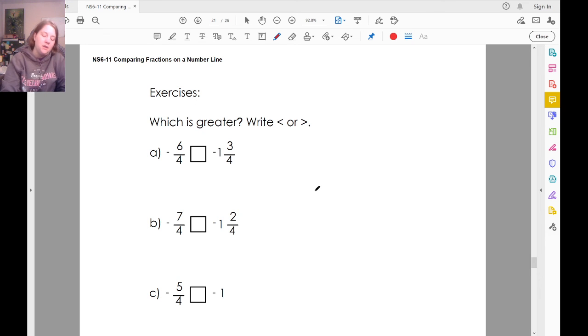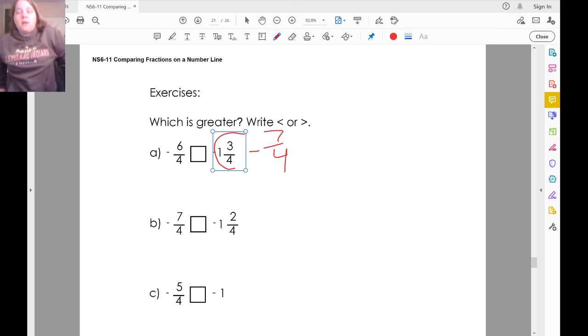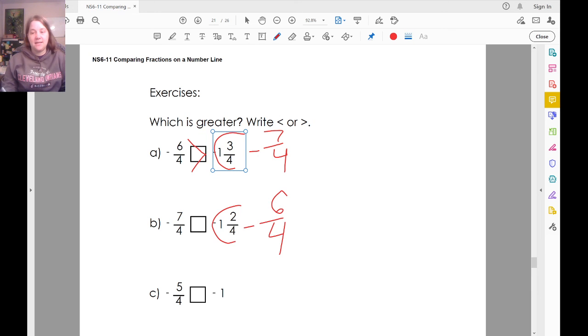Welcome back. So -1 3/4. We do the same thing. 4 times 1 is 4, plus 3 is 7/4. Would I rather lose 6/4 or lose 7/4? I would rather lose 6/4. Let's go ahead and do the same thing here. -1 2/4. 4 times 1 is 4, plus 2 is 6. So that's going to be -6/4. Would I rather lose 7/4 or lose 6/4? I would rather lose 6/4.